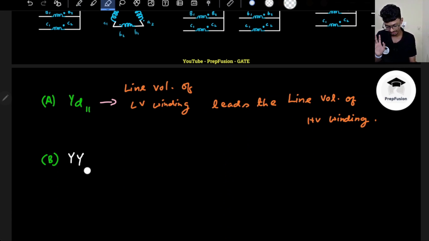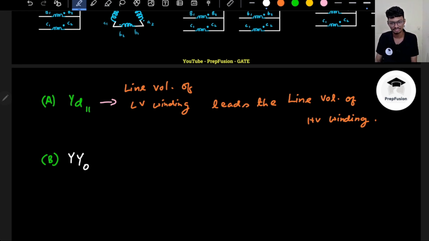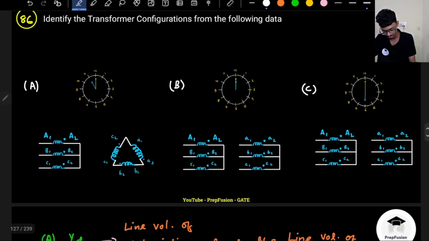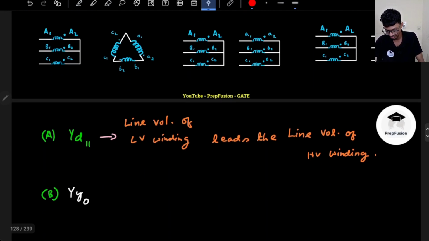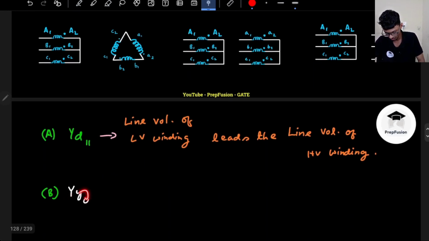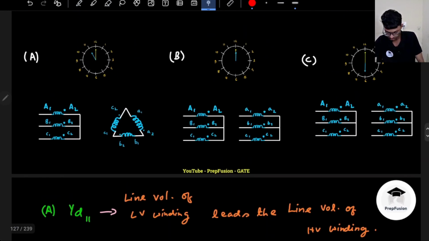We generally don't write the 0. You can write 0 as well, that is fine, but we generally ignore it. By default we assume it is star star 0 only. Because the low voltage side is star and the high voltage side is star, Y will be large and y0 will be small.